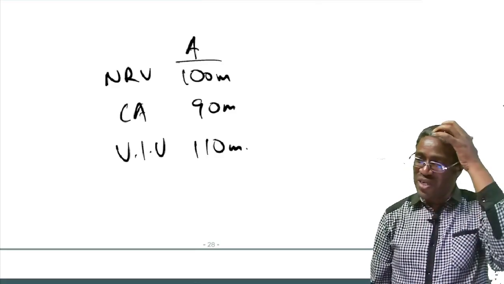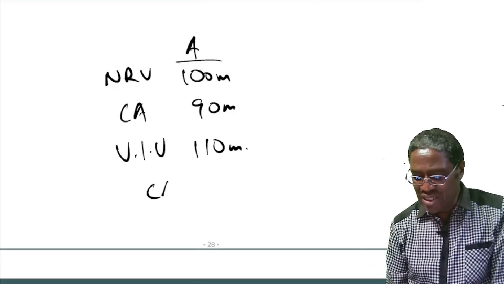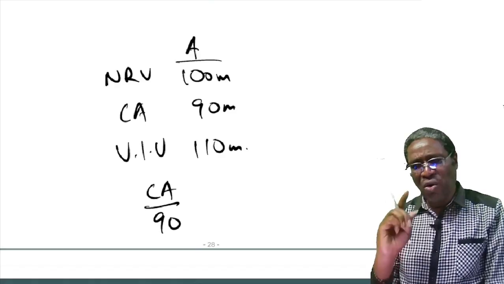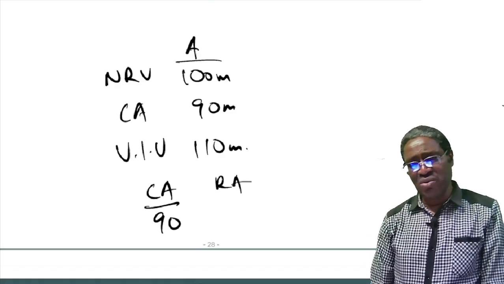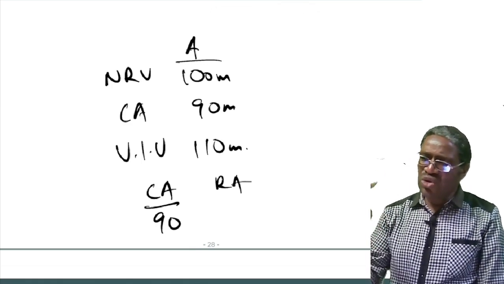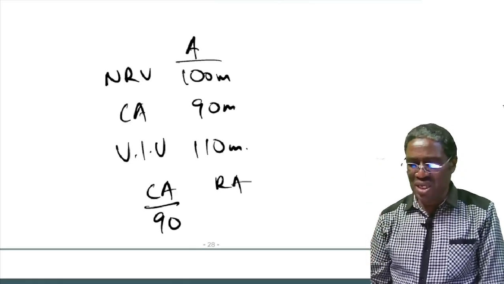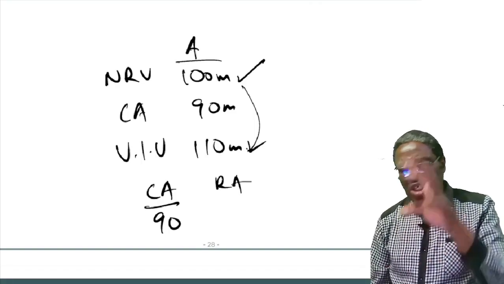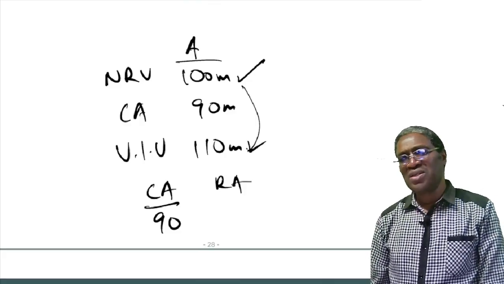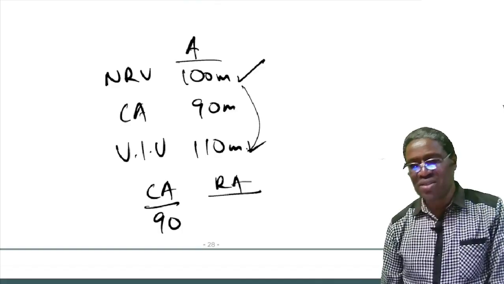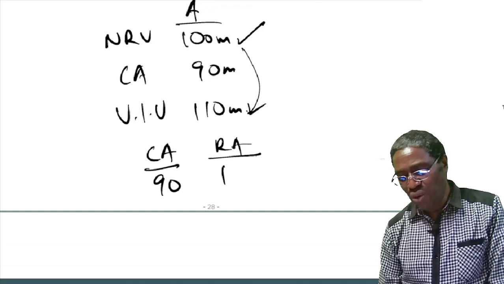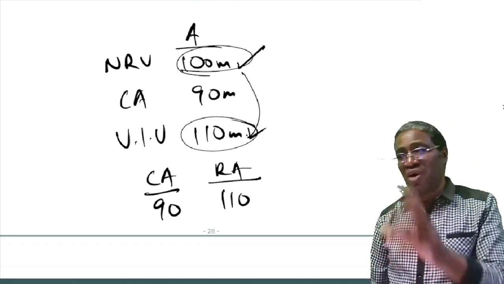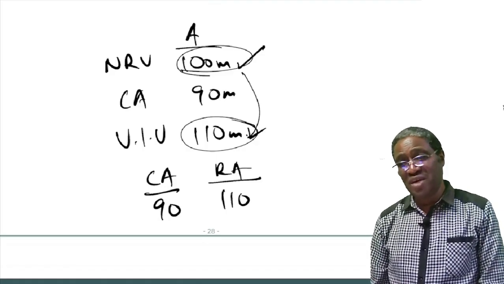No. Let me explain. I've already told you, to know whether an asset has suffered an impairment loss or not, you compare the carrying amount. Our carrying amount here is 90. Then compare that with the recoverable amount. Recoverable amount of an asset is the amount that is considered to be the higher of 1, net realizable value, and 2, value in use. Whichever of the two is higher, that is what becomes the recoverable amount.